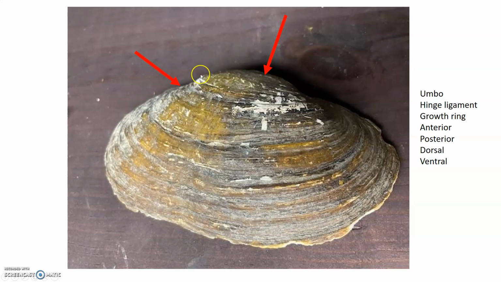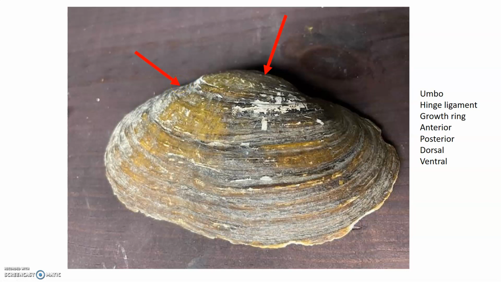shell that you need to identify is the umbo, right? Notice this little beak right here is the umbo, and you can see growing from it are all of these growth rings. The hinge ligament located here is the ligament that holds the two sides of the shell together.